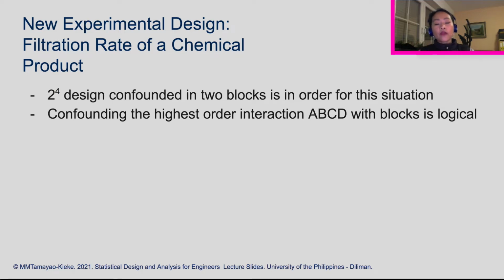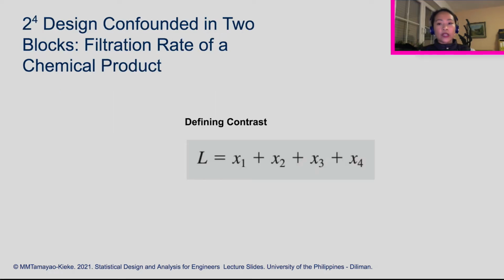Now, confounding the highest order interaction ABCD with blocks is of course logical because in most cases, the highest order interactions are negligible. Now, what is the defining contrast? Remember that this is one method to generate the blocks. Since we are going to confound with ABCD, our defining contrast is L equals x1 plus x2 plus x3 plus x4, where x1 corresponds to A, x2 corresponds to B, x3 corresponds to C, and x4 corresponds to D.